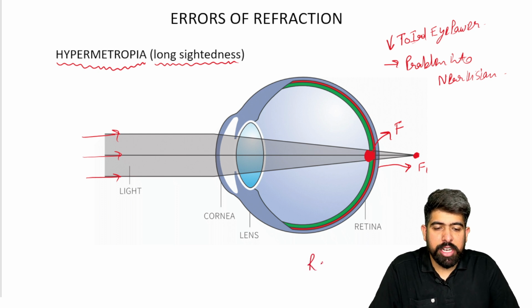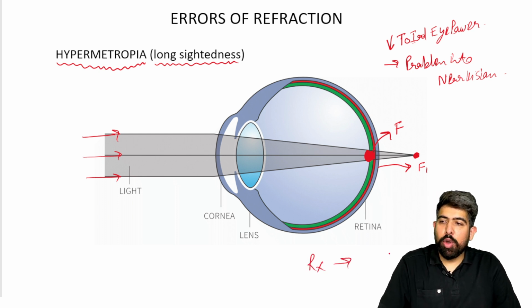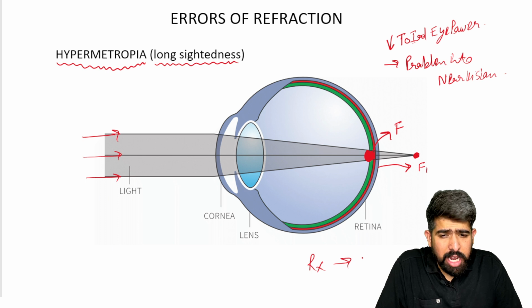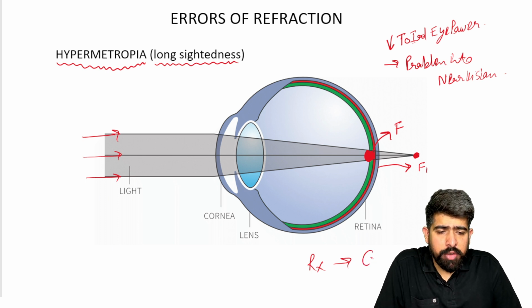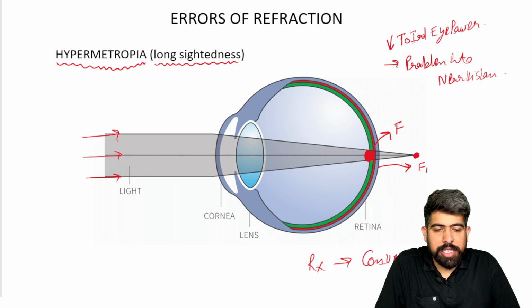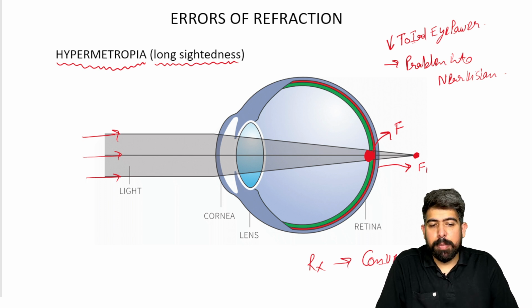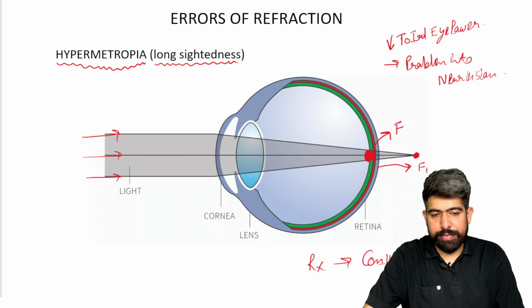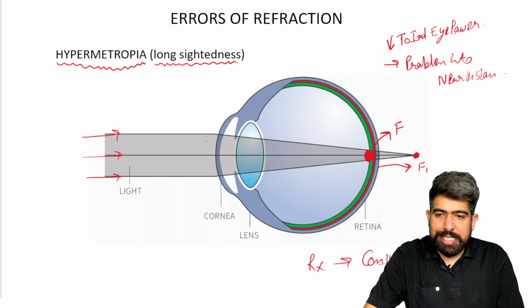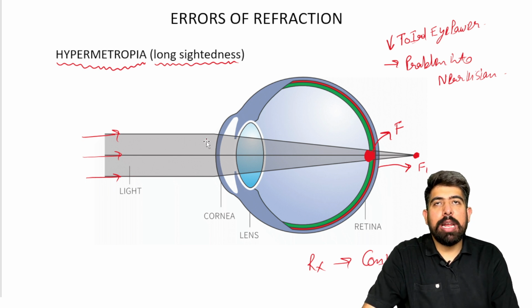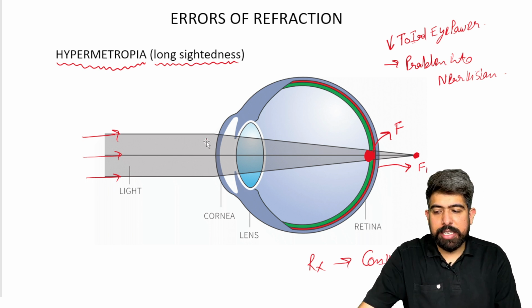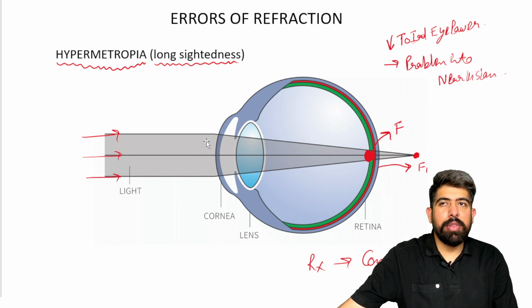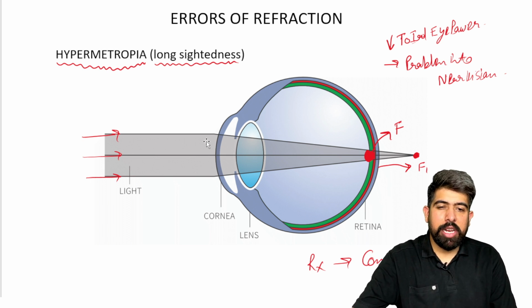Now if I talk about the treatment of simple hypermetropia, please remember, in hypermetropia we use the convex lens, which you can also call the plus lens. And why do I use the plus lens? As you already understand, the total eye power is getting decreased. For example, if total eye power is 60, it decreases to maybe 55 or 54.